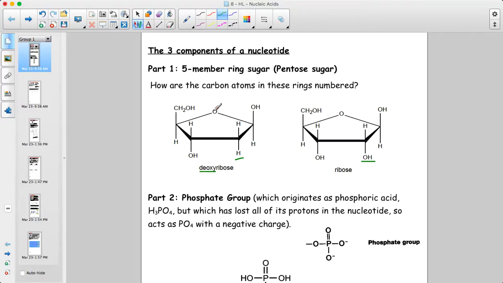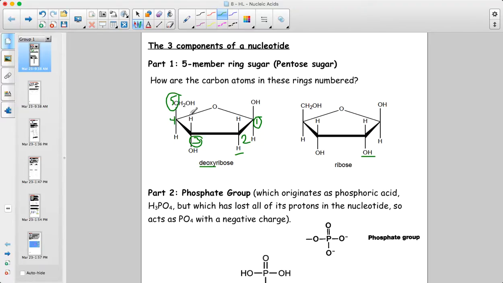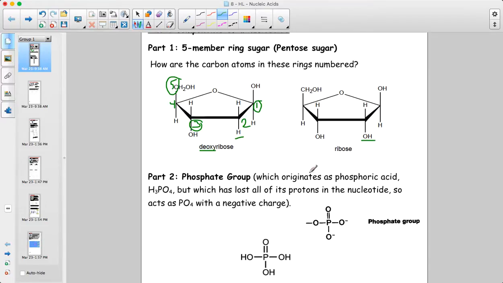You start the numbering of any ringed sugar at the carbon after or to the right of the oxygen that's in the ring. So that's number 1, 2, 3, 4, and 5 up here. And the same goes for this ring. Okay, that's going to be very important that you know those numbers, because especially the number 1, the number 3, and the number 5 are going to be very important spots when we form up our nucleotides. So this is the first part. These are in the data booklet, and it should be pretty easy to remember which one is in DNA and which one is in RNA.